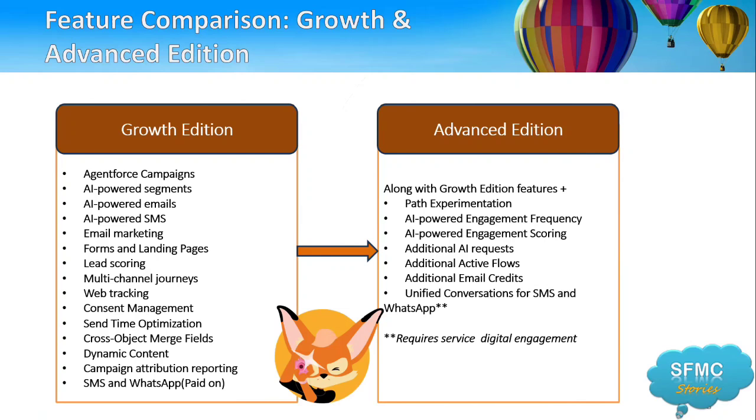Based on your contract with Salesforce, you will get a relevant edition for your business. If you pick Growth edition, these are the features that you are going to get, starting from Agentforce campaigns, AI-powered segments, AI-powered emails, AI-powered SMS, email marketing forms and landing pages, lead scoring, multi-channel journeys, web tracking, consent management, then send time optimization, cross-object merge fields, dynamic content, campaign attribution, reporting, SMS, and WhatsApp. All this list will be covered in our next videos where we'll be discussing more about Growth edition. So stay tuned.